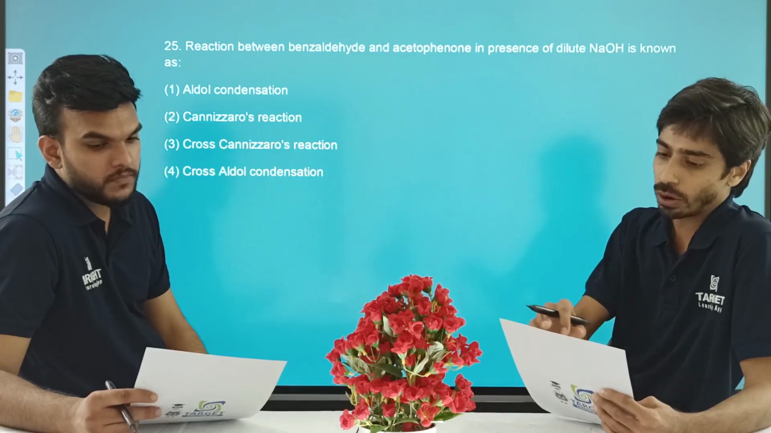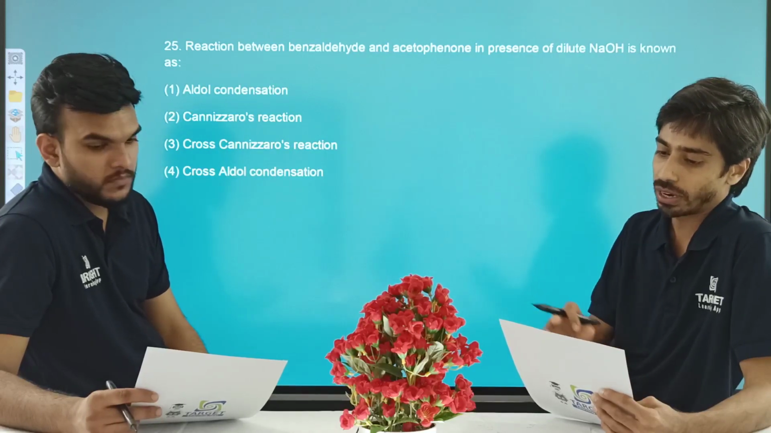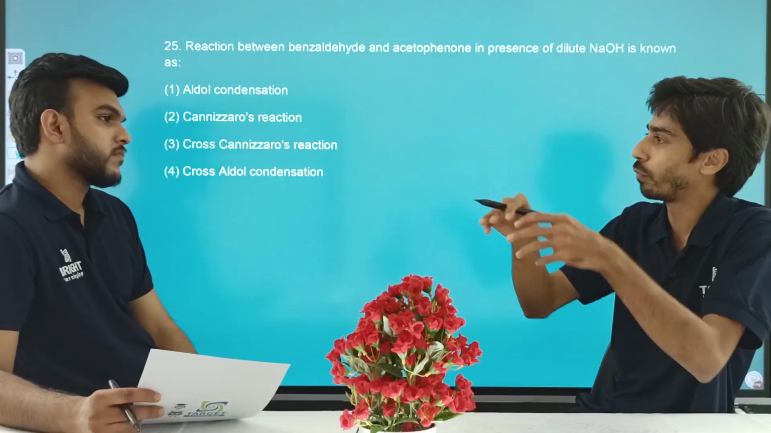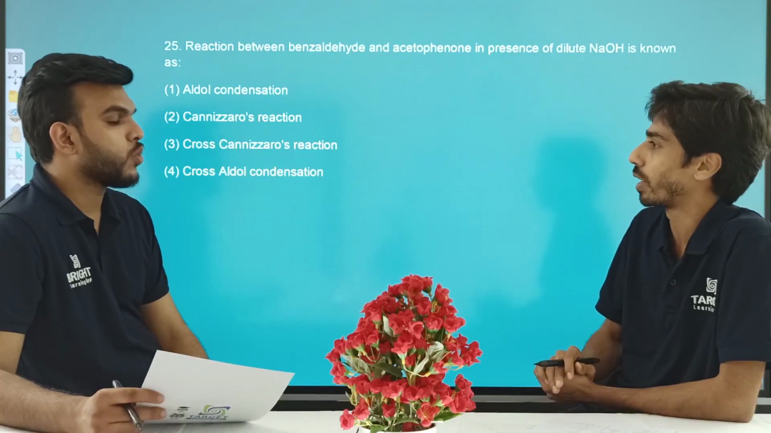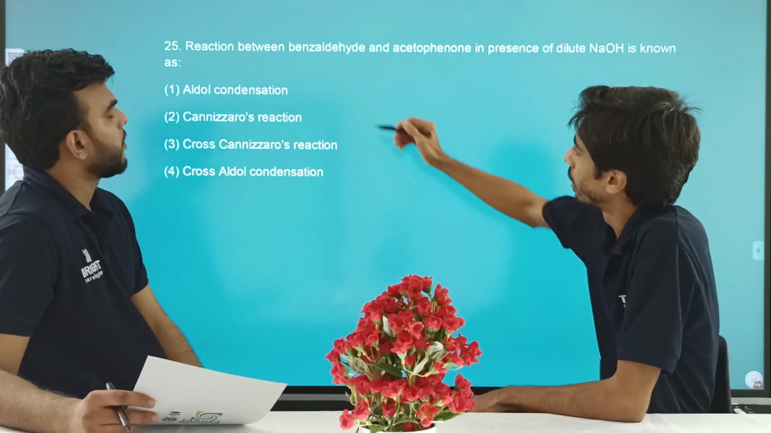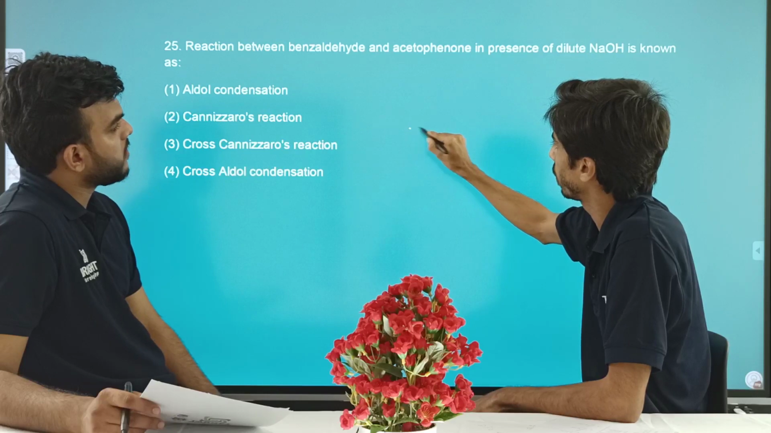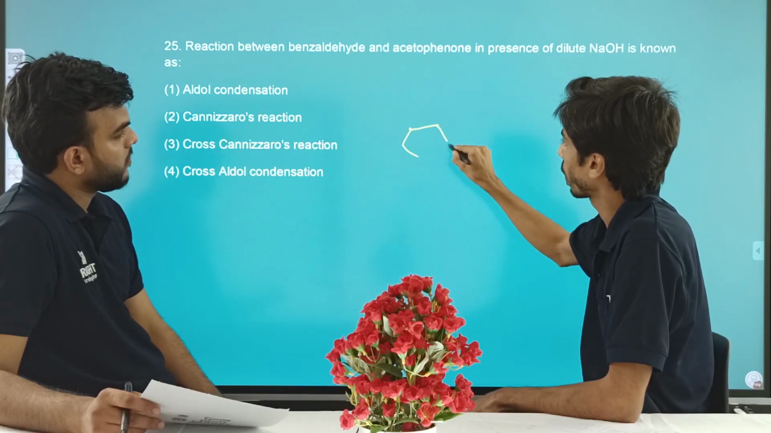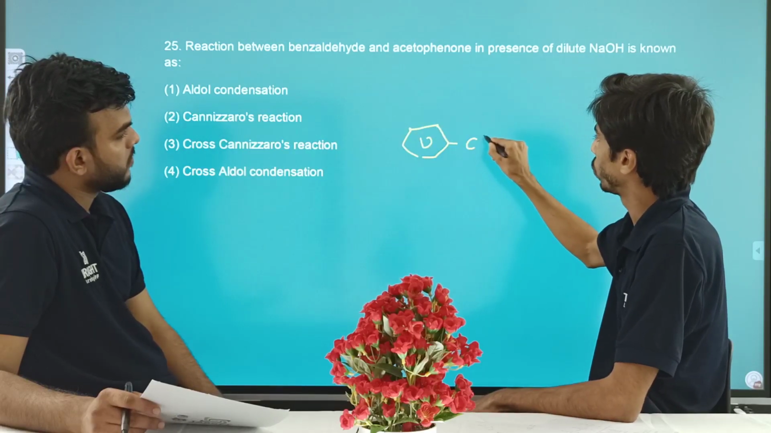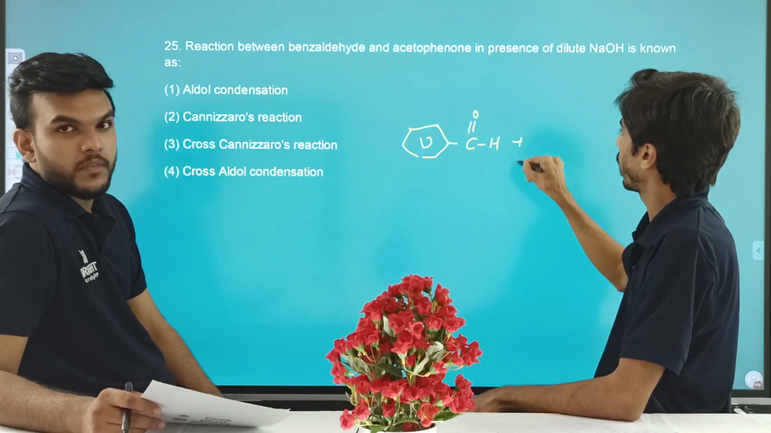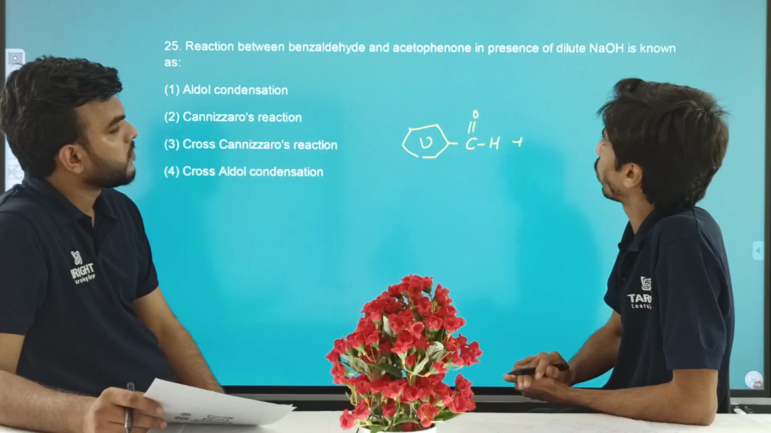Anyhow, we are taking 2 different carbonyl compounds, benzaldehyde and acetophenone. Since we are taking 2 different compounds, it will be a cross aldol condensation. Anyhow, we'll go for the reaction. Reaction between benzaldehyde, that is a benzene ring with CHO. I'll write it as C double bond O with H. Okay, benzaldehyde.